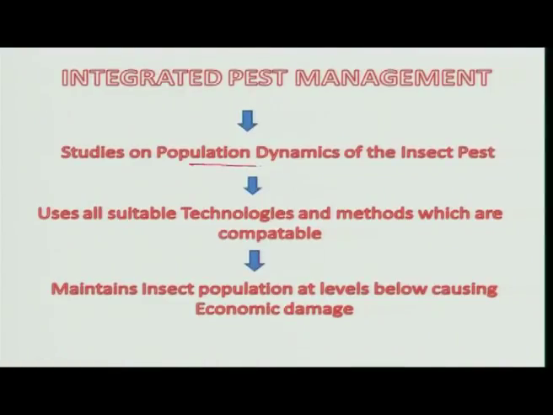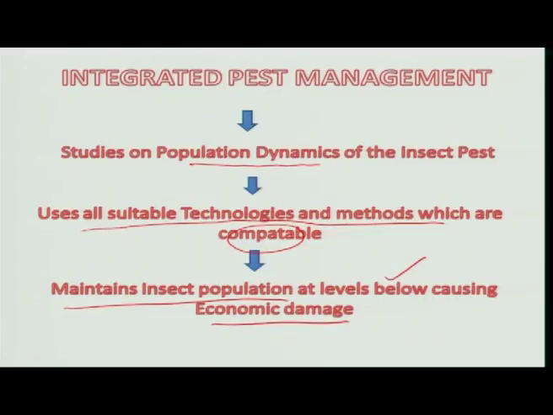I am sure you have understood what integrated pest management is. To sum up briefly, it is the study of insect population dynamics. By studying that, we have to understand all the suitable techniques and methods which are compatible with each other. By doing this, our ultimate aim is to maintain the insect population at levels below causing economic damage. This is more important. So, that is the meaning of integrated pest management.